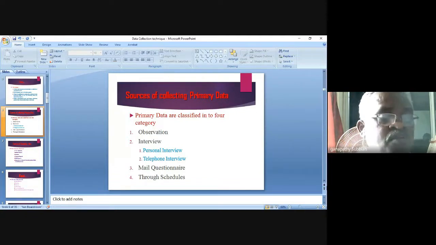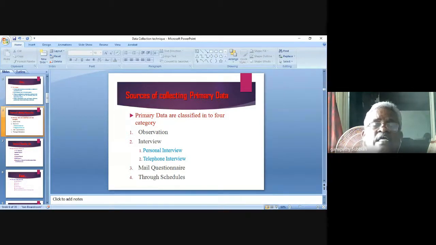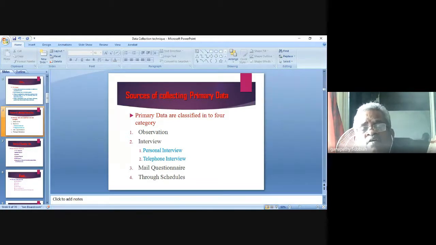First one, observation methods. The observation method is one of the foremost tools of data collection technique. Another one, interview methods. The interview method is further subclassified into two categories: personal interview and telephone interview. The third one, mailed questionnaire methods. The fourth one, data collection through schedules methods. So these are the primary data collection techniques used by the researcher, the four categories of data collection technique.